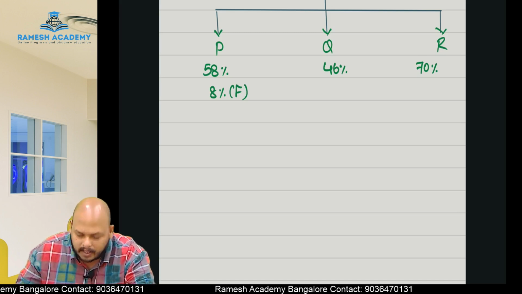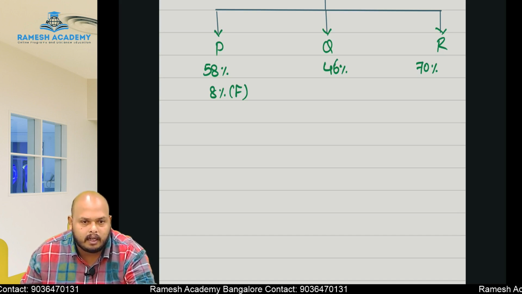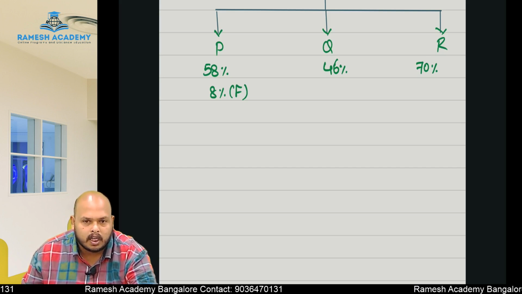Next, Q scored 46%. 46 is nothing but less than 50. So that is nothing but 4. Standard is 4.